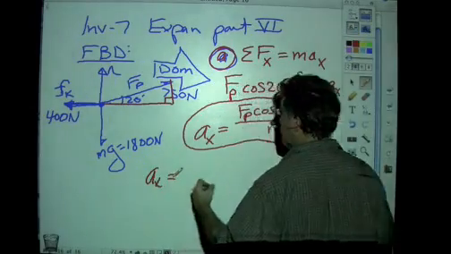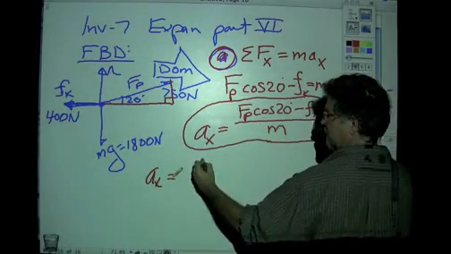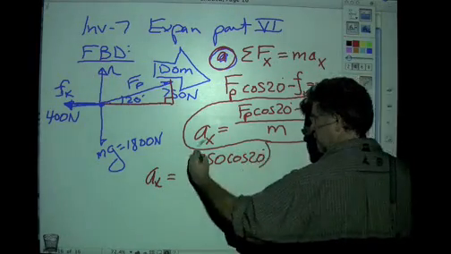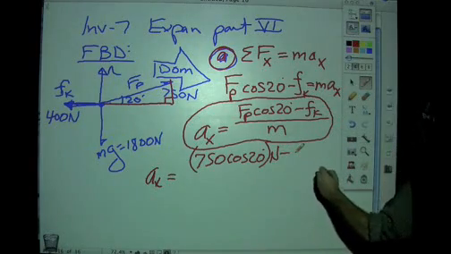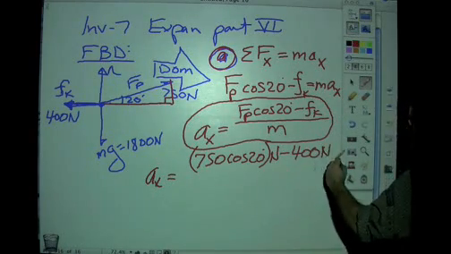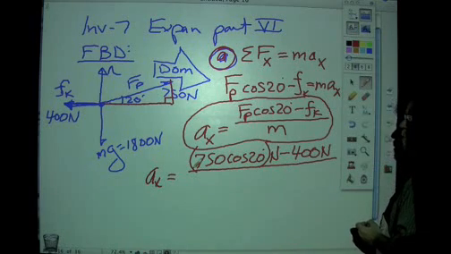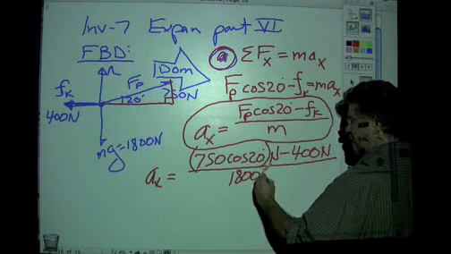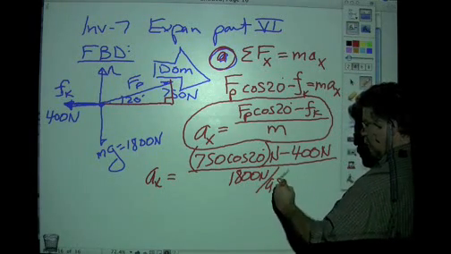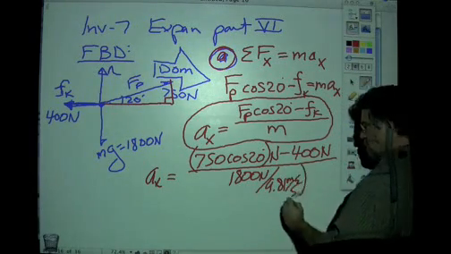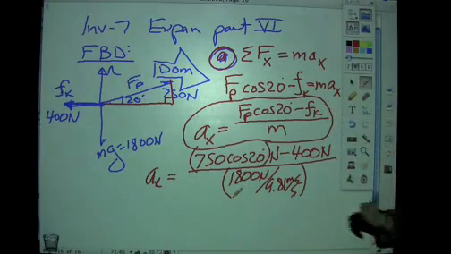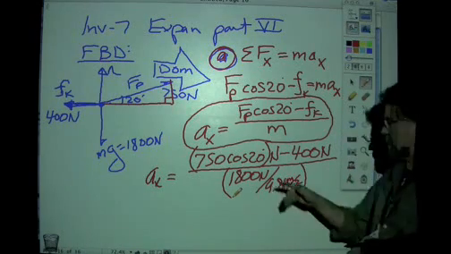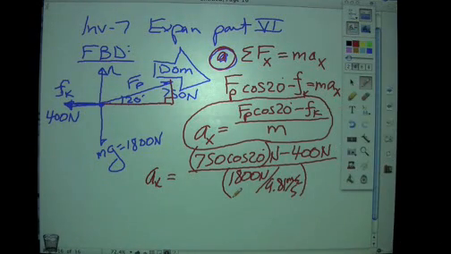So a sub x then is Fp cosine theta, so we're looking at 750 times cosine of 20. All that is going to be newtons, minus Fk, that's 400 newtons, divided by my mass, which I don't know, but my weight is 1800 newtons. So 1800 newtons divided by 9.81, the old magic triangle. What's it divided by? Gravity. You divide it by gravity, because the magic triangle on your equation sheet says put your hand over the mass, and you're going to divide mg by g, and you'll get the mass out.